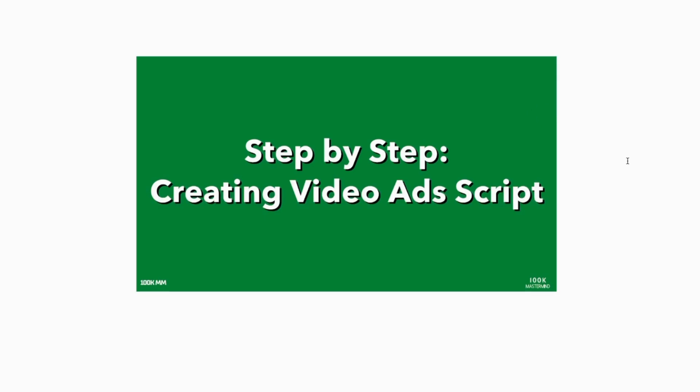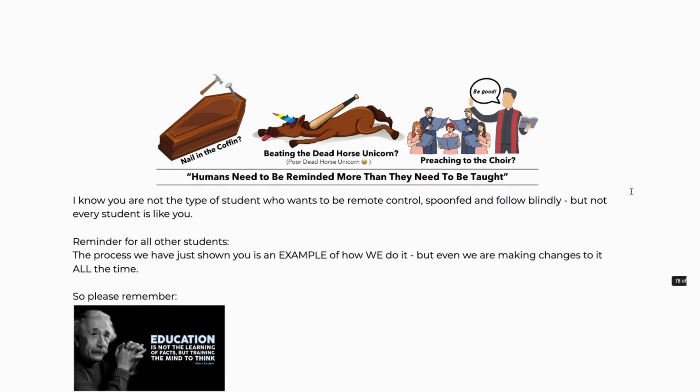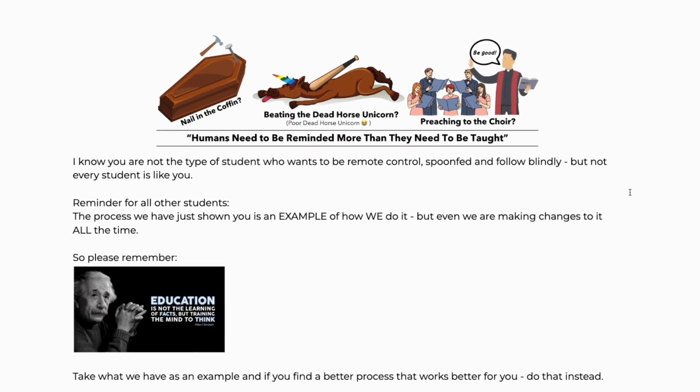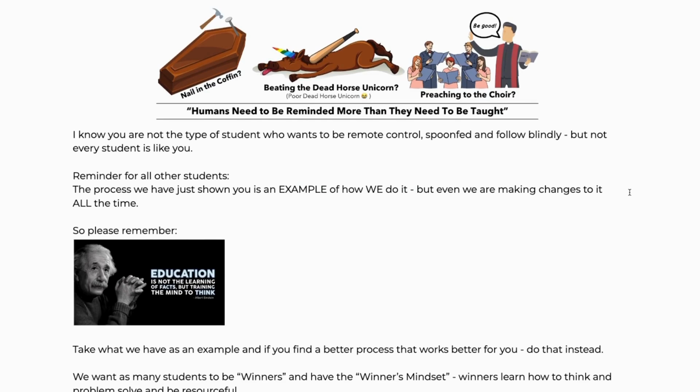All right, welcome back from that tactical tutorial on an example process that we use ourselves when creating the video ad script, which is the first part of this entire process. But again, you're going to hear us do this over and over and over again because humans need to be reminded more than they need to be taught. Remember, this is just an example of what the process may look like. We ourselves are making changes to this process all the time. Even this exact training may not be how we do it now because we're always improving the process and making it better and better. And so remember, the point of this training was to give you an initial foundation.